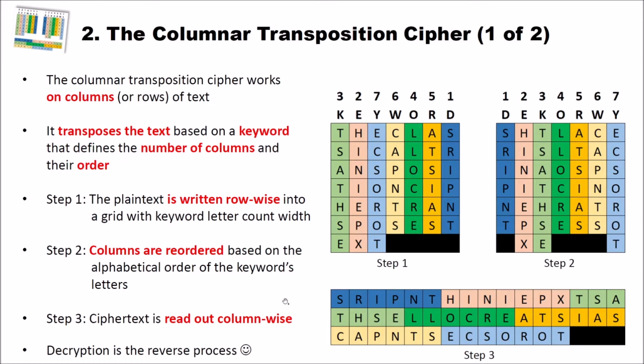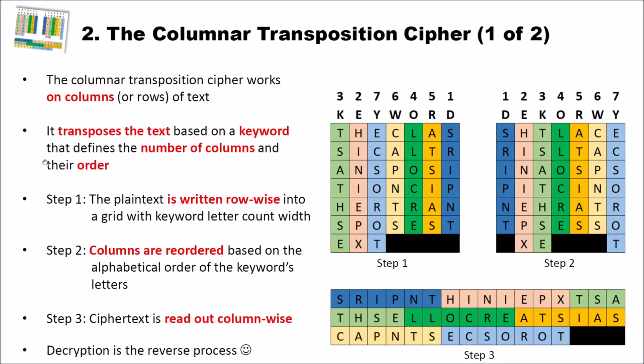Now that we know what transposition ciphers are, let's have a look in detail at the columnar transposition cipher. The columnar transposition cipher got this name because it works on columns. That's why it's called the columnar transposition cipher. But you could also perform the transposition on rows of the text.